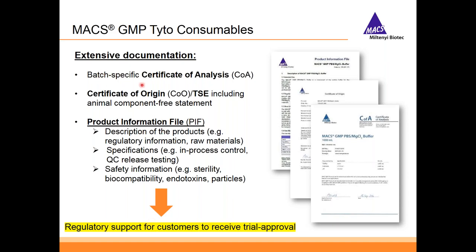And this includes batch-specific certificate of analysis, a certificate of origin, or a TSE-BSE statement, including also animal component-free statements, and the so-called product information file we are also offering for our MACSGMP products. And that includes quite a lot of information. For example, the description of the products, for example, regulatory information, raw materials used, then specifications like in process control or QC release testings, safety information such as sterility, biocompatibility, particles, endotoxins, leachables, extractables. So you really get a lot of information when you buy these MACSGMP products. And this makes it much more easy to implement your cell sorting protocol you developed into the clinics.